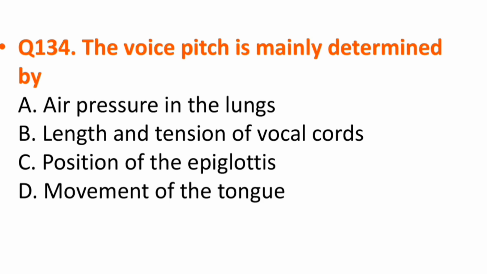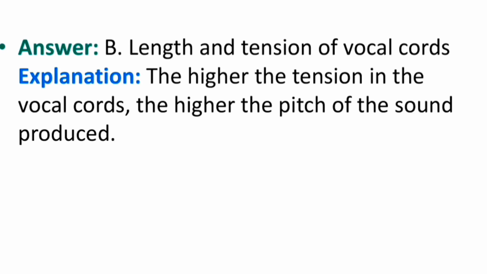The voice pitch is mainly determined by option A, air pressure in the lungs, option B, length and tension of vocal cords, option C, position of the epiglottis, option D, movement of the lung. The correct answer is B, length and tension of vocal cords. The higher the tension in the vocal cords, the higher the pitch of the sound produced.